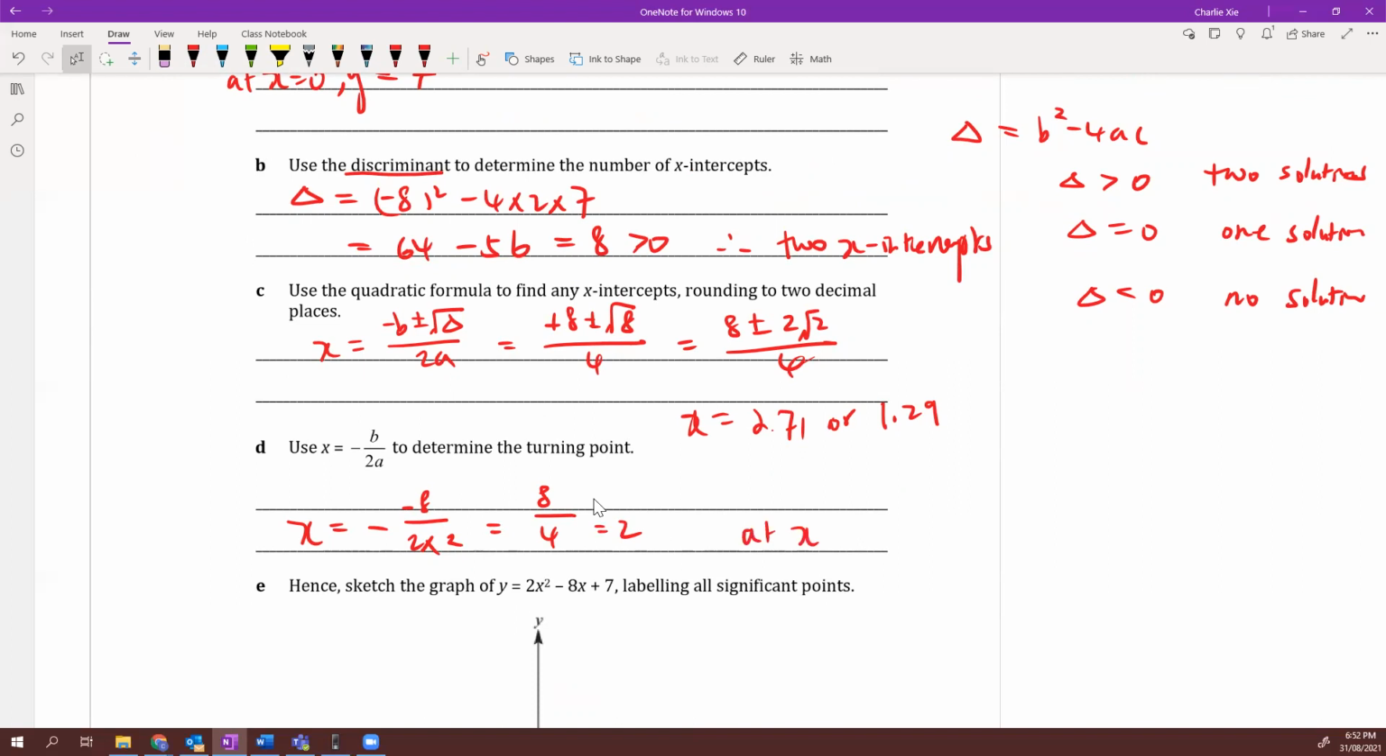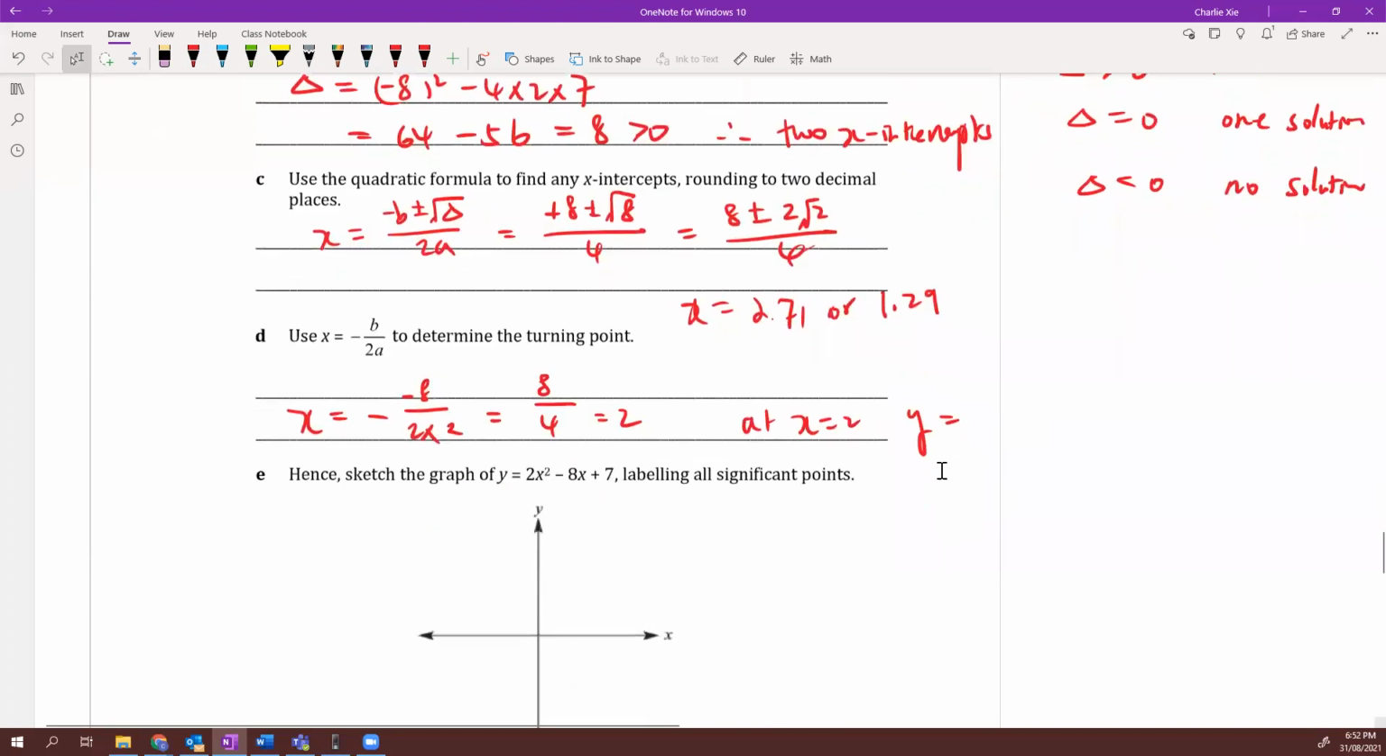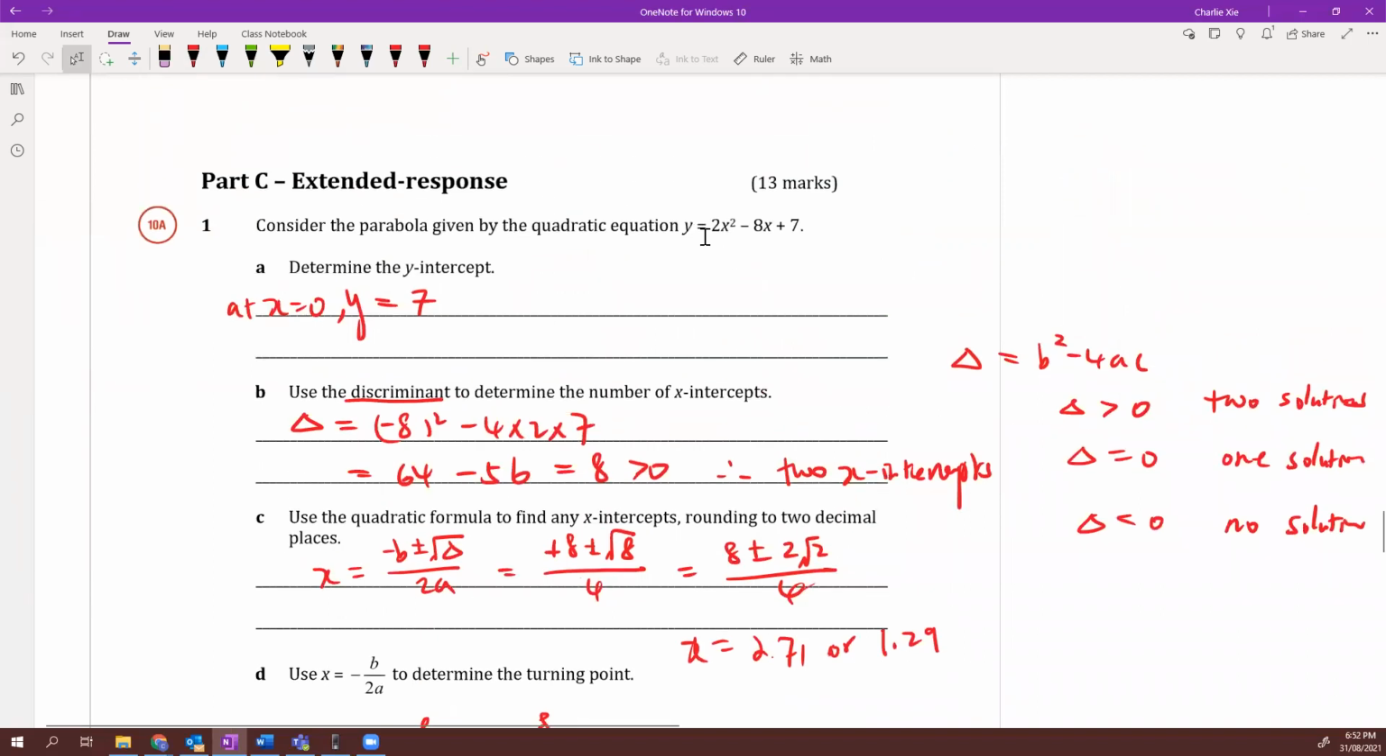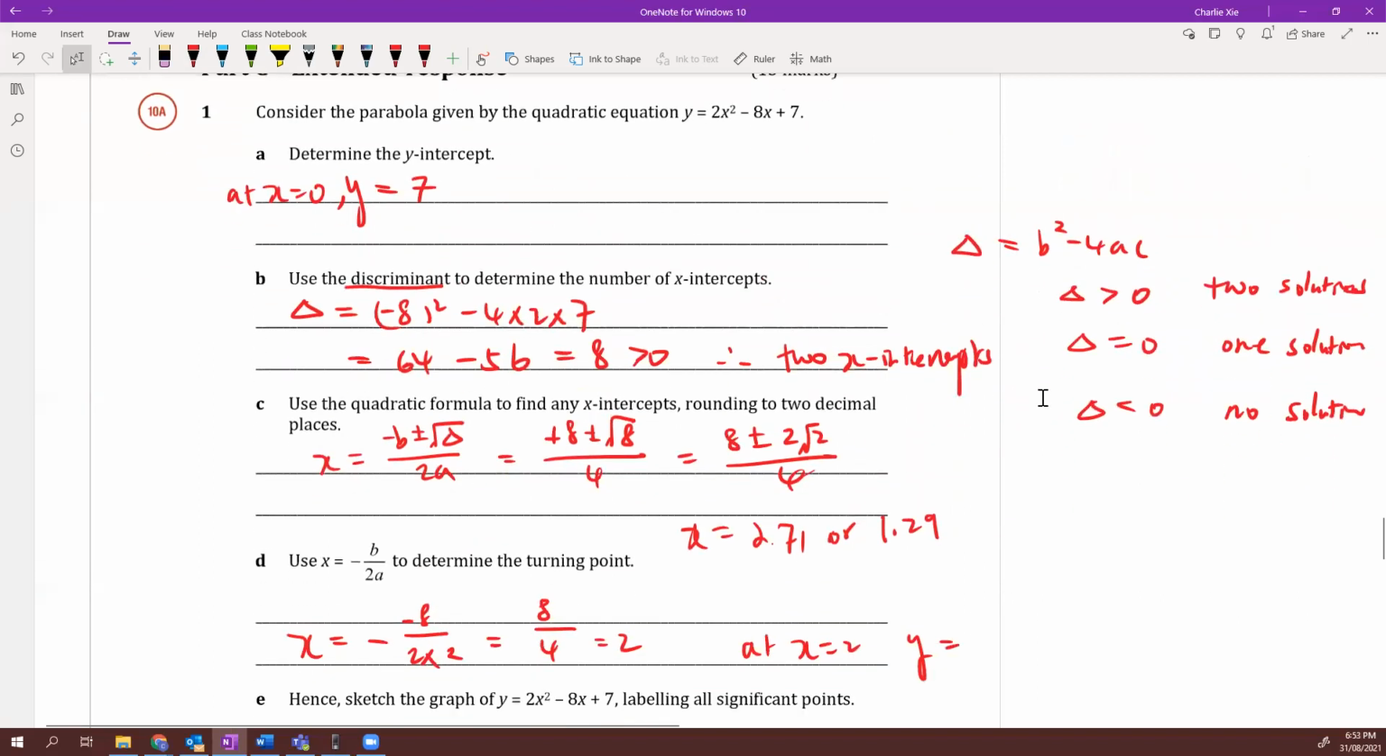So x equals 2. I'm going to substitute this x equals 2 back into the equation. y equals 2 times 2 squared minus 8 times 2 plus 7.